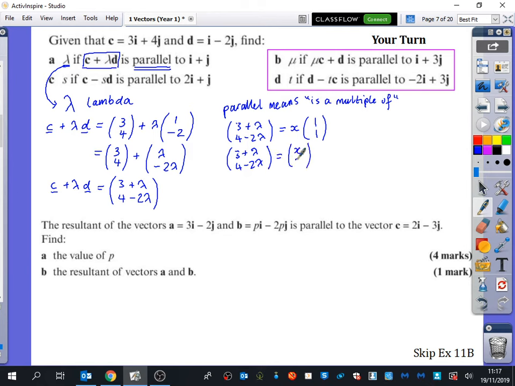So we've come up with, when we multiply the 1, 1 by x, we come up with x, x. Now what do you think we could do at this stage? They're equal to each other, so what bits do you want to make equal to each other, Ishraq? Yeah, we've got the i component, which is the top part: 3 plus lambda equals x. That's coming from the i component. The j component, which is the bottom part, is 4 minus 2 lambda, must also be equal to the same thing.